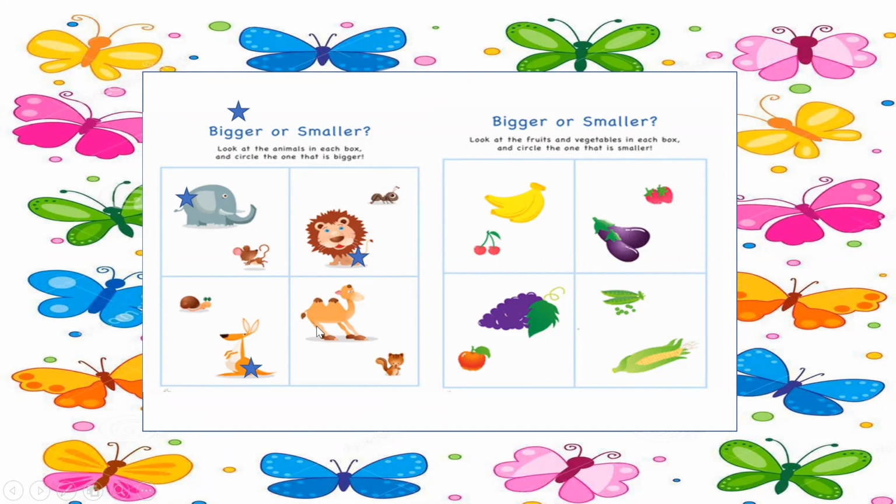Here is a camel and one small cat. The camel is big as compared to the cat. Now look at the vegetables. Here is a banana and a cherry. You know the banana is very big while a cherry is small. Okay, so we will put a blue star on the big thing. Now this is, I just forgot the name.